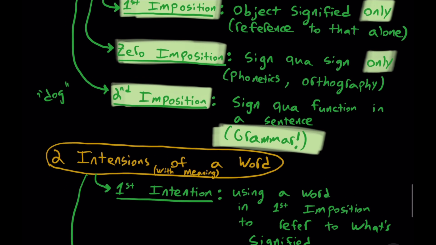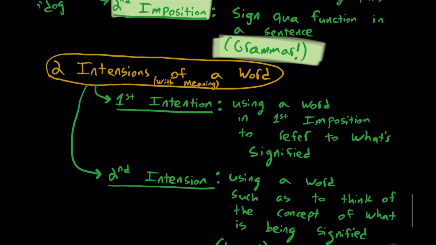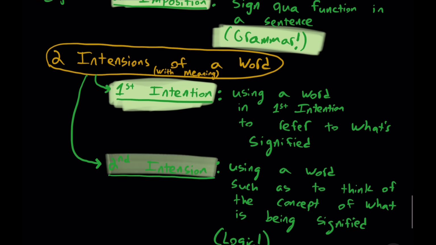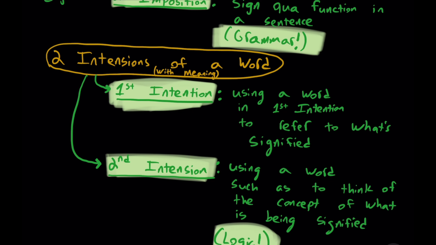Then we have the 2 intentions of a word, and this deals with meaning as such. So we have first intention. Now I just corrected one error in my description there. But in any case, we're using a word in first intention to refer to what's signified. So we're thinking about dog as it refers to dog, right? And in second intention, we're using a word to think about the concept of what is being signified. So this is really where logic starts. So formal logic is a science of second intention. That is, we're dealing with the conceptual order of things. All x is y, all z is x, ergo all z is y.